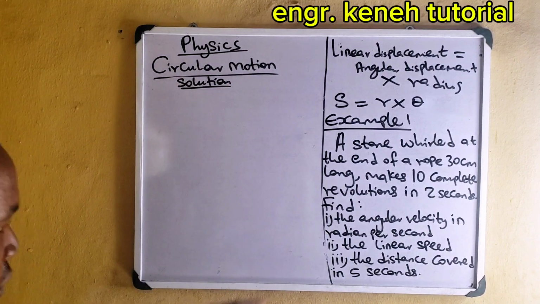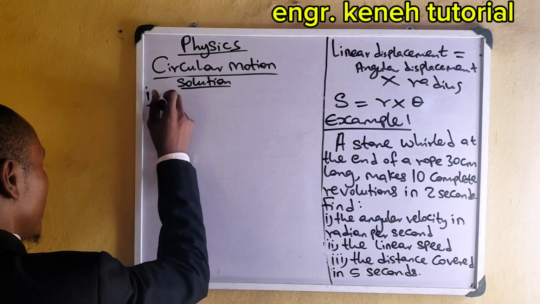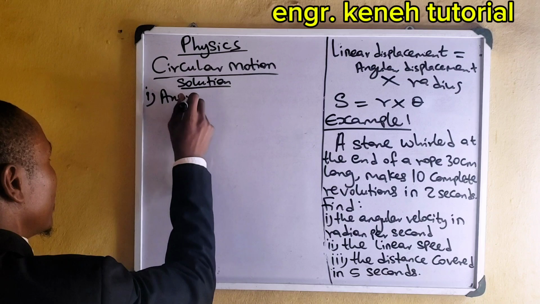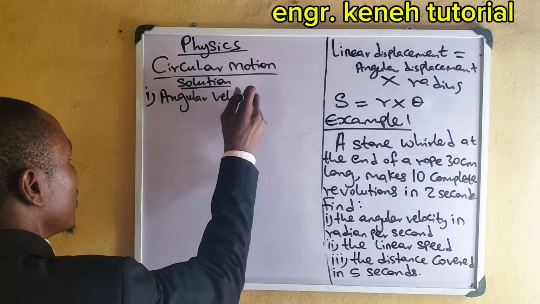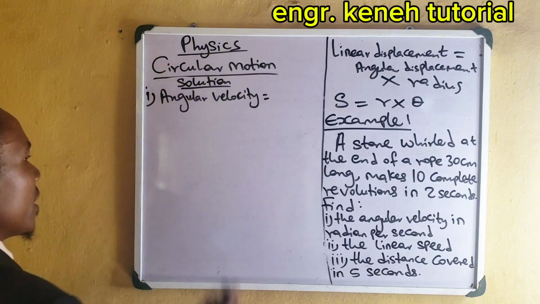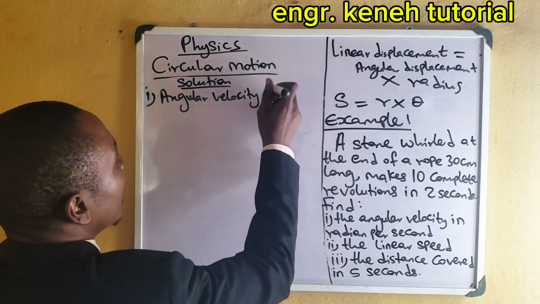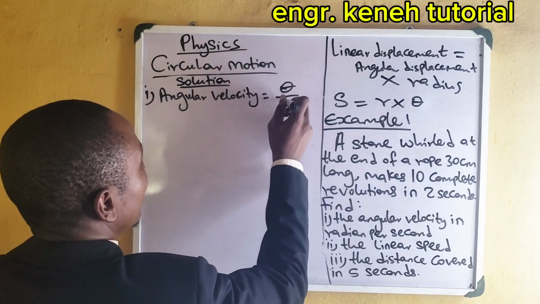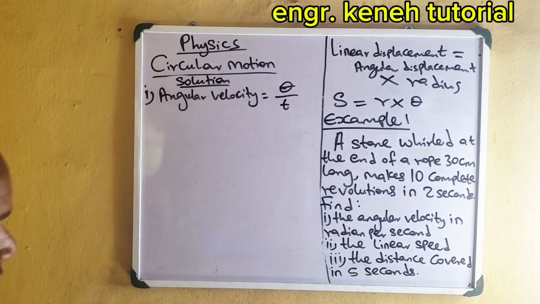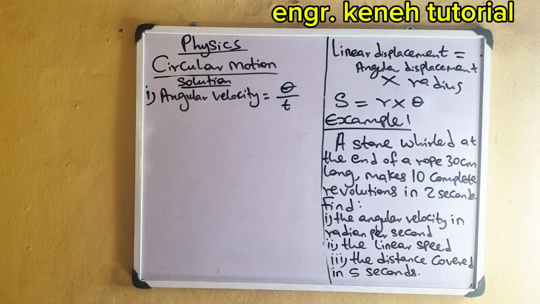Number one says you should find what? The angular velocity in radian per second. We have like this. Angular velocity is equal to angular displacement over what? Time. Angular displacement over time. They say we should express it in what? Radian per second. All right.